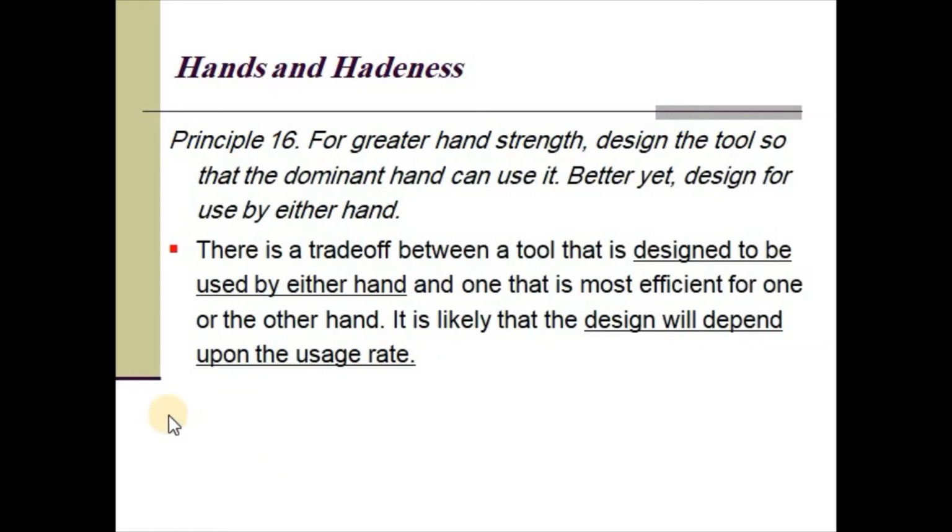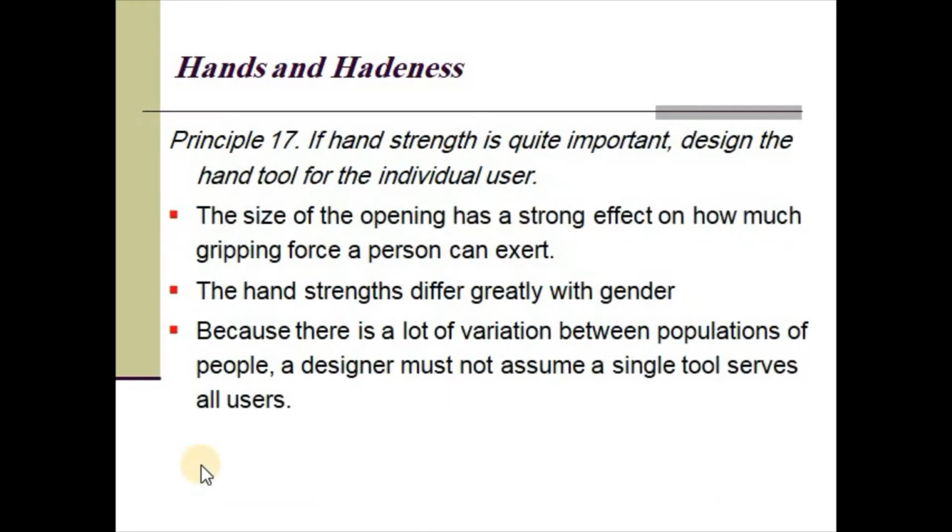Principle 16 states that if the tool requires great hand strength, then we should design it so that we can use it by the dominant hand, meaning that if we only use our right hand to hold this tool, then design it accordingly. But it's better if we design it to be used by both hands. And if the hand strength is very important, then we have to design the tool for the individual user.